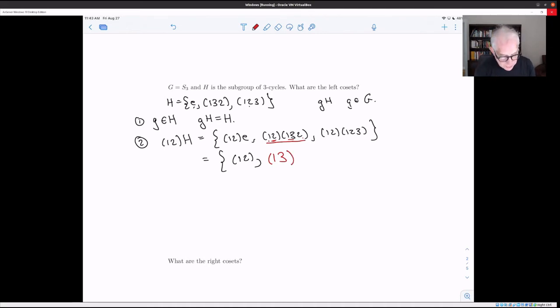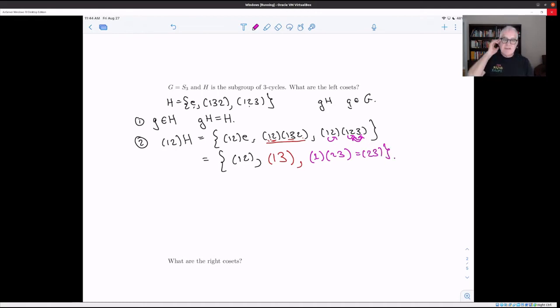And 2 gets left alone, because over here 2 goes to 1, but then it goes back to 2. So the product of (1 2) times (1 3 2) is (1 3). And the product of (1 2) times (1 2 3): 1 goes to 2, goes to 1, so 1 stays in place. And then 2 goes to 3, and 3 goes to 2, goes to 3, goes to 1, and 1 goes to 2. So it's just the transposition (2 3).